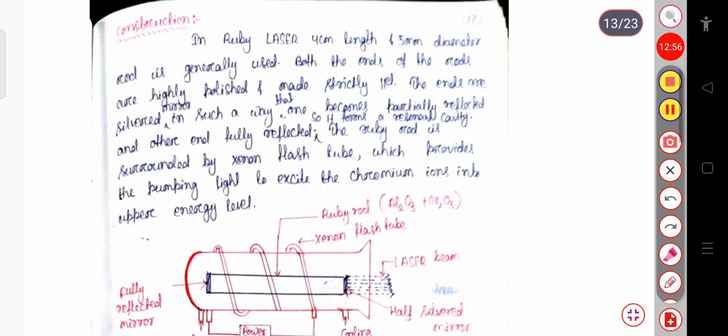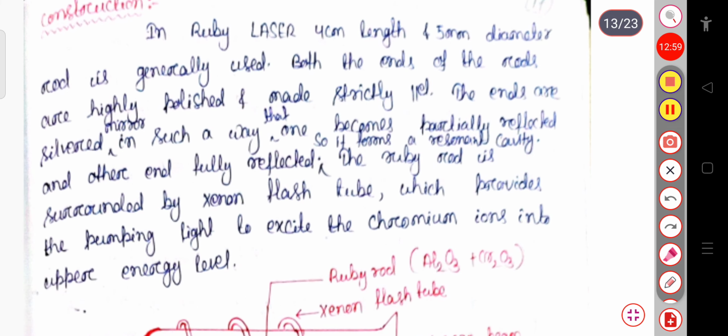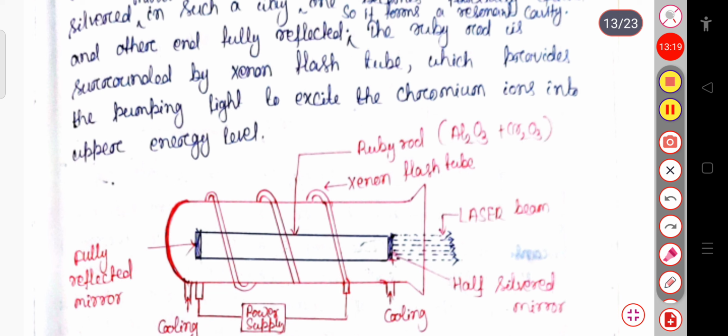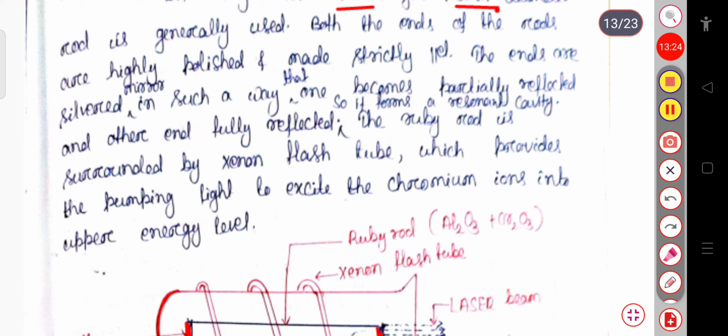Now let us see the construction of the ruby rod. In the ruby rod, the length is basically 4 centimeter and 5 millimeter in diameter. So the basic difference you can see here is that the diameter is very small compared to the length. Both ends of the rod are highly polished. Here you can see this is your ruby rod, and the two ends are highly polished and made strictly parallel, and the ends are silvered in such a way that one becomes partially reflecting and the other end becomes fully reflecting.